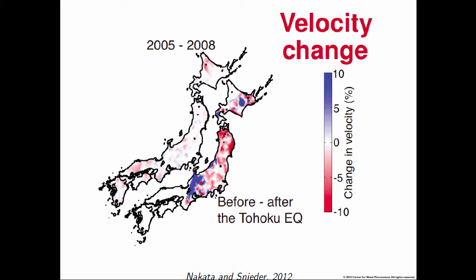From what they saw in their results, there were significant annual velocity changes across the whole of Japan. But they actually saw larger velocity changes in the near surface due to stress changes resulting from the earthquake event. In their study, they were able to connect these velocity changes to changes in precipitation, which explained the annual velocity changes and also the stress changes due to the earthquake event.